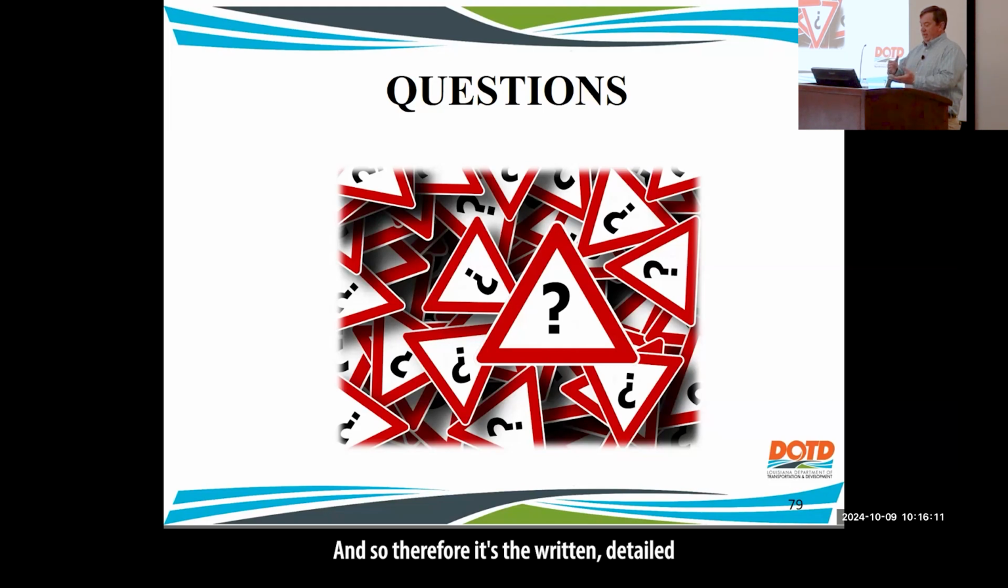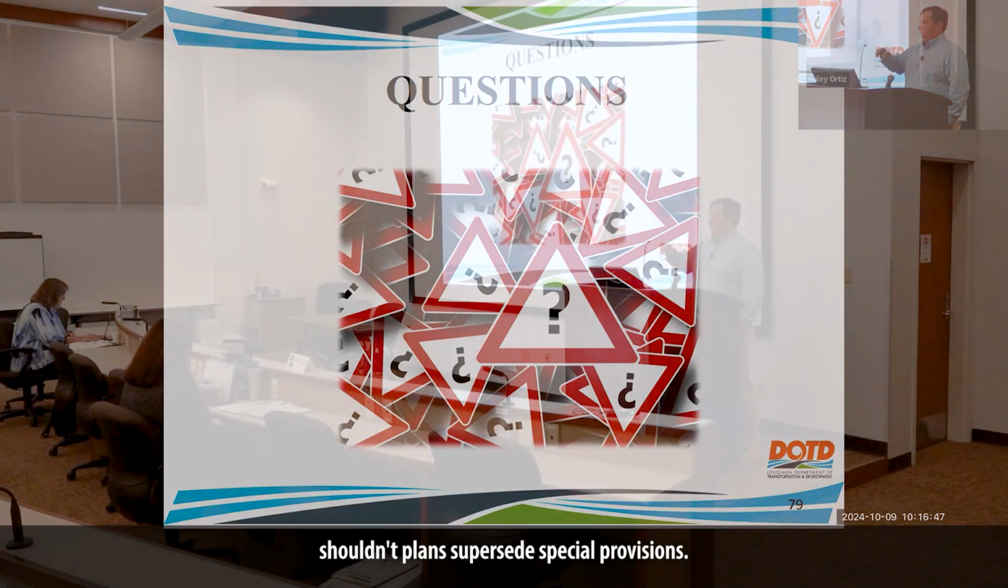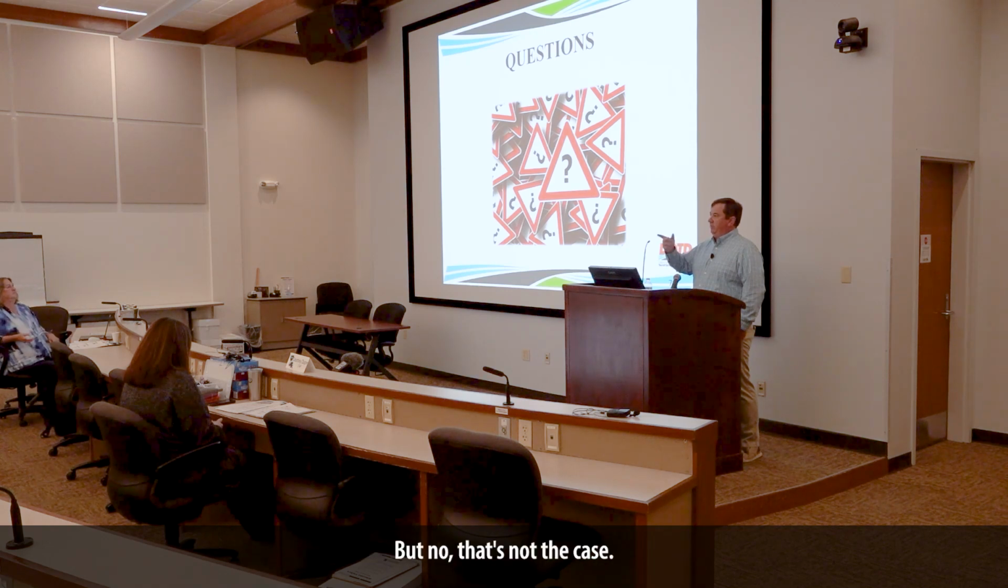And so therefore it's the written detailed information of what needs to be done rather than a plan sheet, which might have something incorrect and might show something out of tolerance or something like that. But the special provision itself is that written, fully documented portion. So I think that's why it's above plans. And then of course it makes sense that plans is above supplemental, supplemental's above standard, and standards above the standard details. So, generally that makes sense. We have had even our own folks ask why, shouldn't plans supersede special provisions? But no, that's not the case.